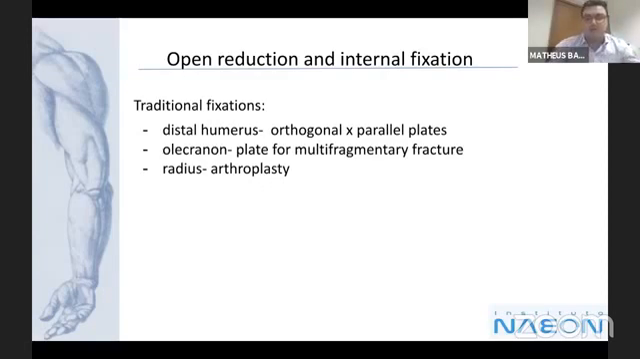Olecranon, the most common is a plate, more common for multifragmentary. The bigger part of the fractures are multifragmentary, so it's the first choice, because if you just put pins, it could be not so good like a plate. And the radius fracture, we can choose arthroplasty, because sometimes it's not possible to fix it with the plate and screws. So arthroplasty is a very good option to restore the movement and the conformation of the joint.